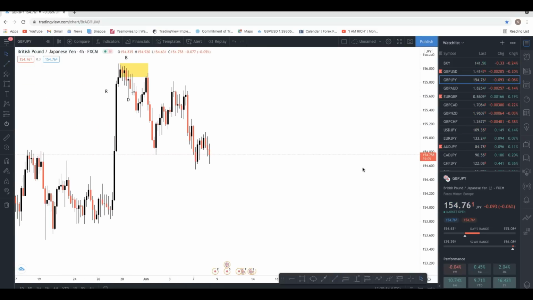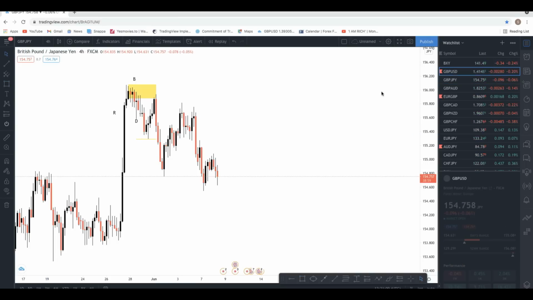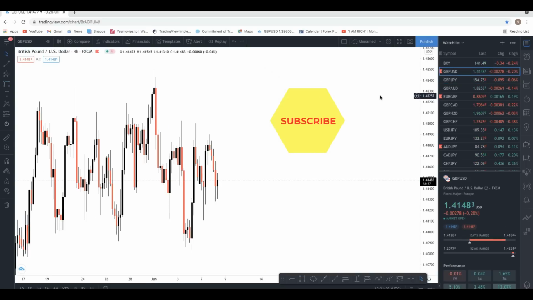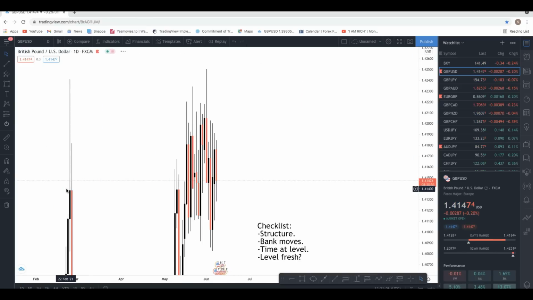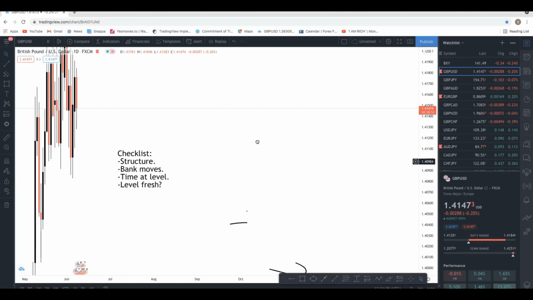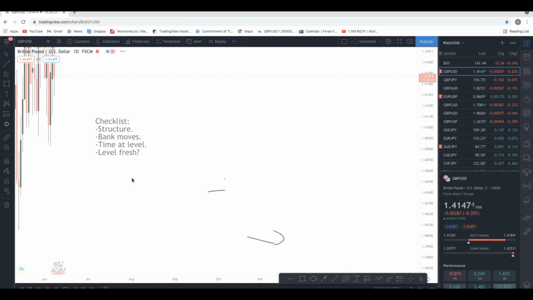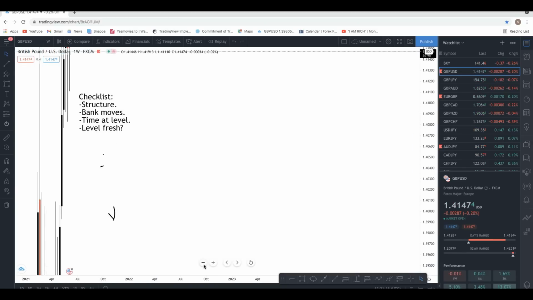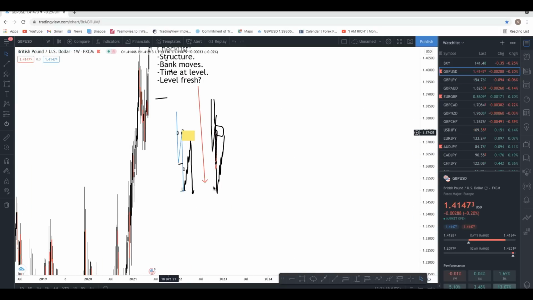So after identifying the momentum candle, what do I want to see? Remember, we've got structure being broken. I did speak about structure. Number one, you need to understand your structure. Understanding your structure is really important. So what do we look at? We look at the structure. Very important. We're going to be focusing on that structure.